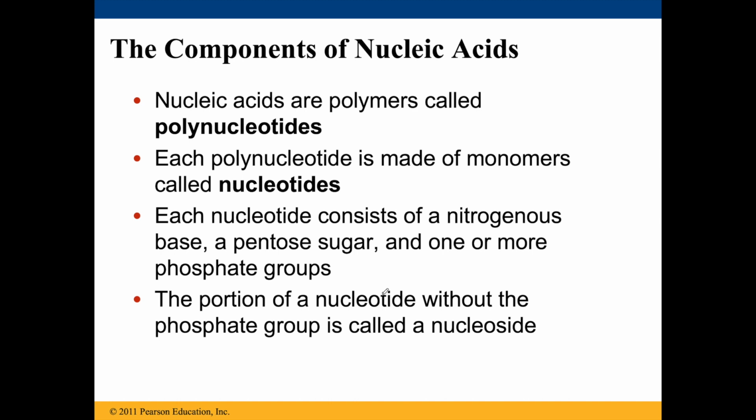So back to the monomers and polymers, the Lego pieces in the Lego castle. For nucleic acids, the monomers are called nucleotides, and what they're going to build, the polymer, is going to be either DNA or RNA. Now, these monomers, these Lego pieces, the nucleotides, are made out of three things: a nitrogen-containing base, a 5-carbon sugar, and a phosphate group.